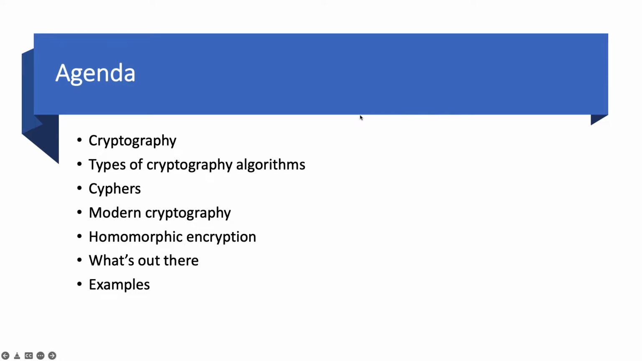This is the agenda for today. We're gonna talk about cryptography, types of cryptography algorithms, ciphers, how we do more modern cryptography, and only then we'll talk about homomorphic encryption. I'll also tell you what's out there, what to look out for, and show you some examples. So bear with me.